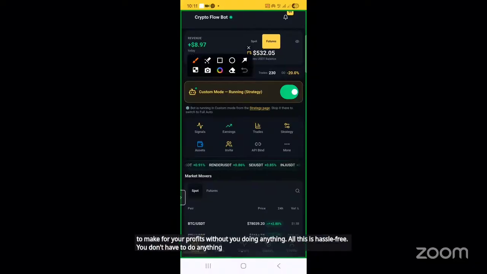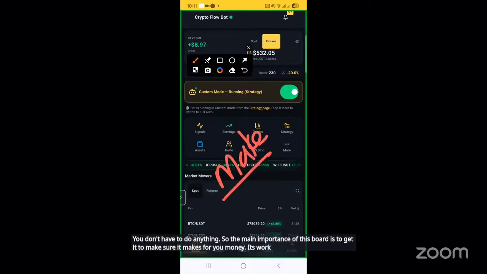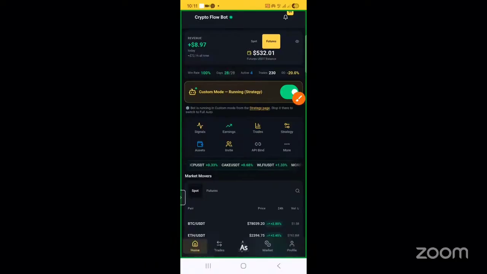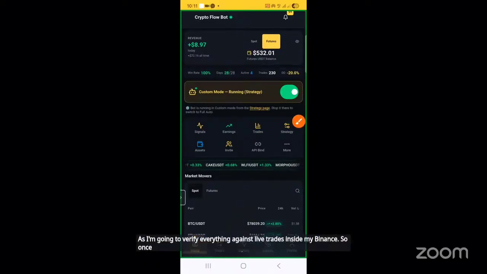So the main importance of this bot is to make sure it makes money for you. Its work is to make money for you in your Binance account without lifting a finger, as I'm going to verify everything against live trades inside my Binance. So once you get the bot, the next thing you have to do is deposit money and activate your account.